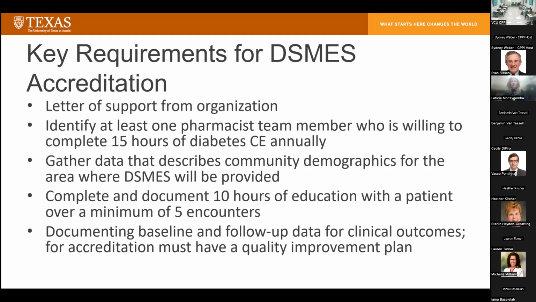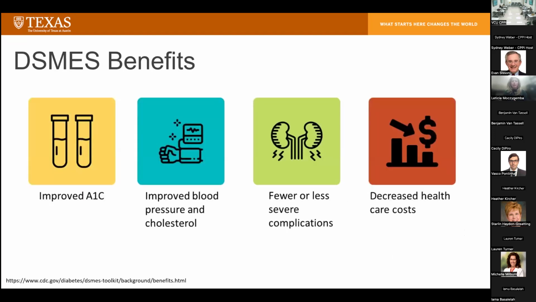As you are working on accreditation, it is also required that you have at least one patient who you walk through the program with. So you go through the curriculum at a minimum of 5 encounters. And then you have to document baseline and follow-up data for clinical outcomes. This is because in the community setting, they may or may not have access to something like A1C. It can be process measures, or it can be behavioral outcomes. So it really varies, and that depends on each pharmacist and their patient and the data they may be focusing on in the sessions. And then you also have to have a quality improvement plan.